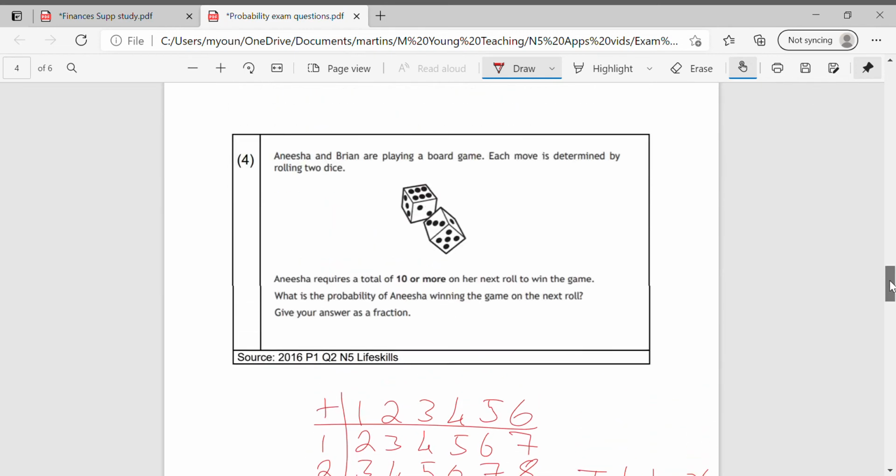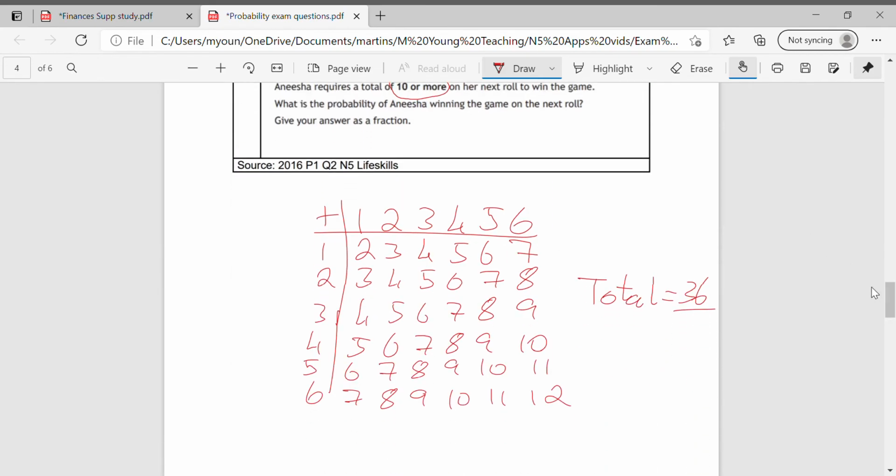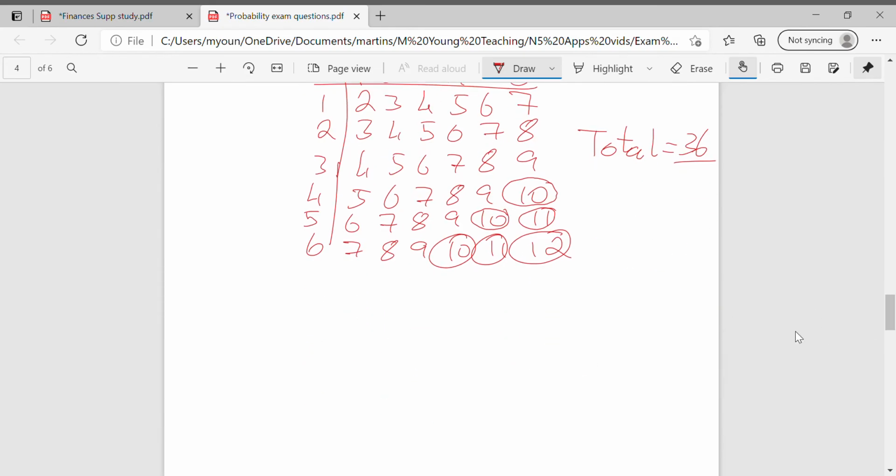And we're interested in there being a score of 10 or more, so let's circle the ones that were 10 or more. Okay, so that's 1, 2, 3, 4, 5, 6. Probability of then getting greater than or equal to a 10. Remember, I don't really need to put in that, but it's just good to have it in.